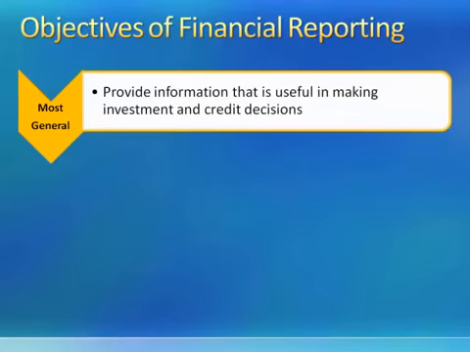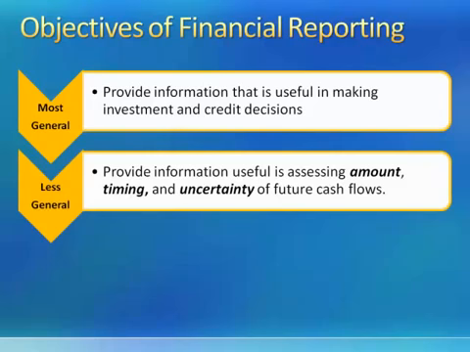The most general of the financial reporting objectives is to provide information that is useful in making investment and credit decisions. That's what we focused on so far. Getting a little less general, financial reporting provides information that's useful in assessing the amount, timing, and uncertainty of future cash flows. Thinking back to our previous example, we want to help Joe assess how much he will get paid, when he will get paid, and any uncertainty associated with those payments that might come into play.